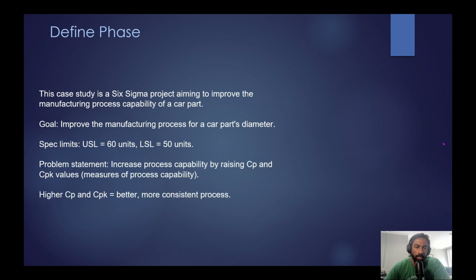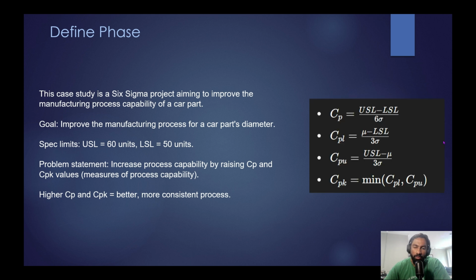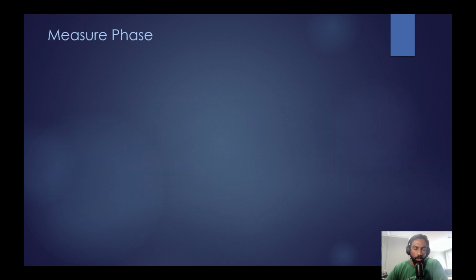So the problem statement is to increase the process capability by raising CP and CPK values, the process capability indexes, and the higher the CP and CPK values, the better it is for the process. And here are some of the formulas for process capability indexes. So the next phase in our DMAIC process is the measure phase.